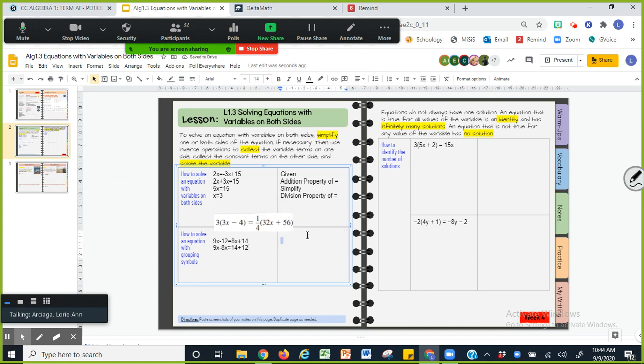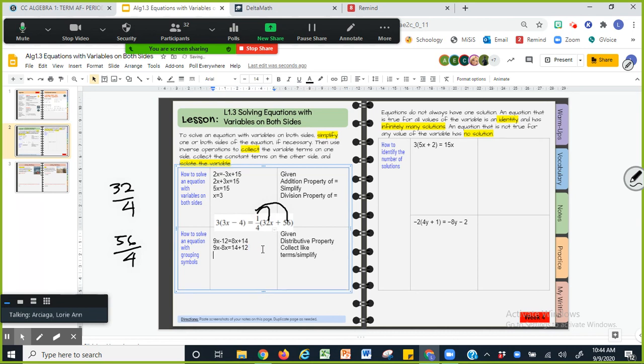All right, so let's wrap that up. First, that's the given information. That's the problem over there at the very top. And then we wrote distributive property. Okay, and then after that, we collect like terms together, or we say simplify, right? Okay, so the next one we're going to do is what's 9x minus 8x? It's just 9 minus 8 is 1x. So we just write x equals 14 plus 12 is 26. Okay, so that's the second example.